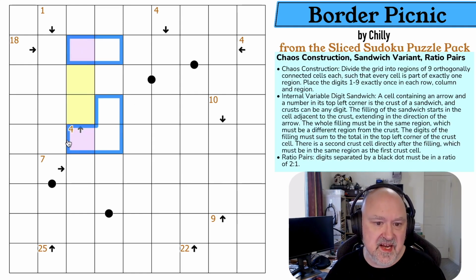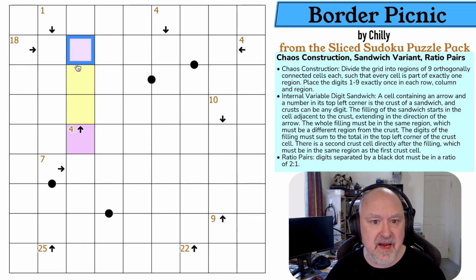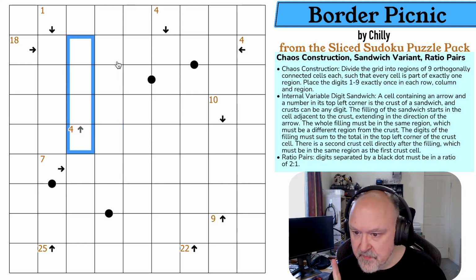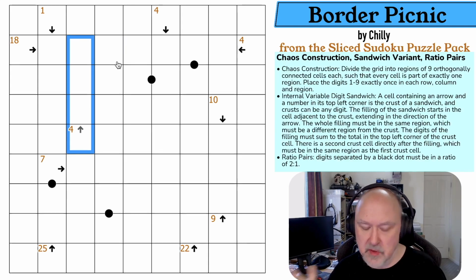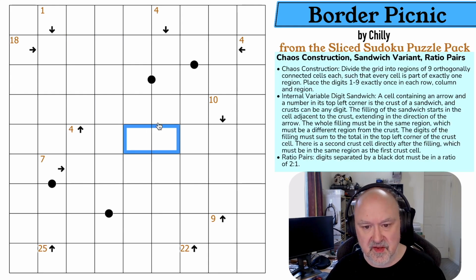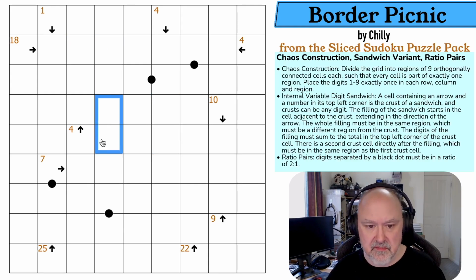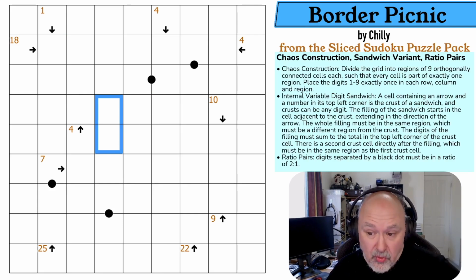And these would need to connect up somehow. Okay, now that's interesting. Ratio pairs: digits separated by a black dot must be in a ratio of 2 to 1. And it's pairs because it's perfectly fine for other cells to be in a ratio of 2 to 1. But okay, so that's what we know. They're all of the rules.